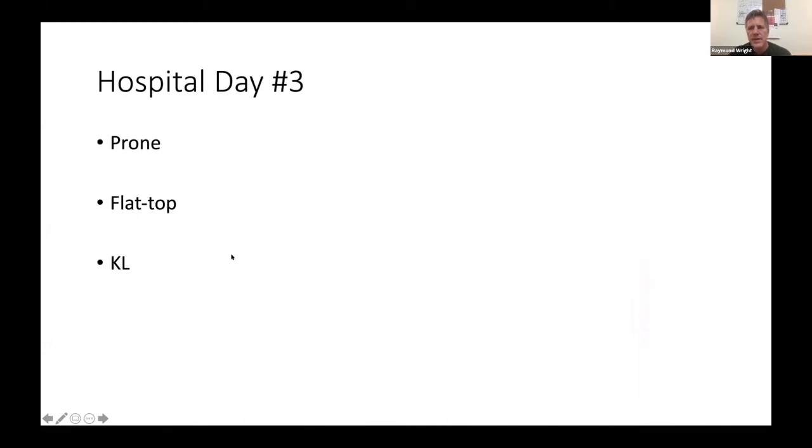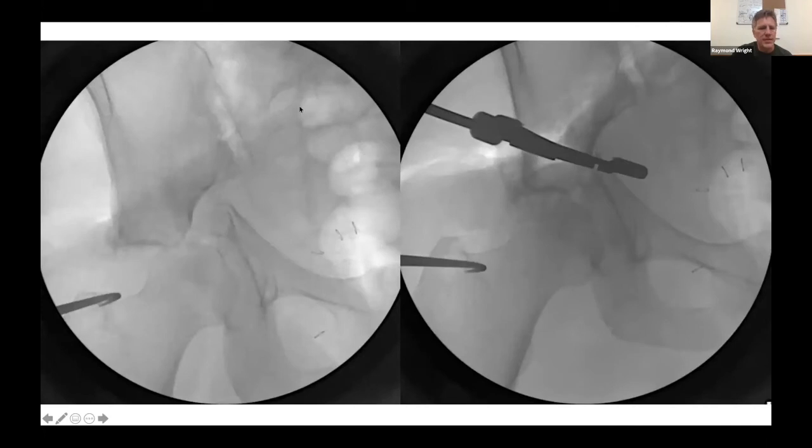She came in on a Friday, and Monday morning, first thing, I was able to take her to the operating room, and we placed her prone. I like to do a Kocher-Langenbeck exposure prone and put her on a flat top table. And these are just some of the fluoroscopy images from the operating room.